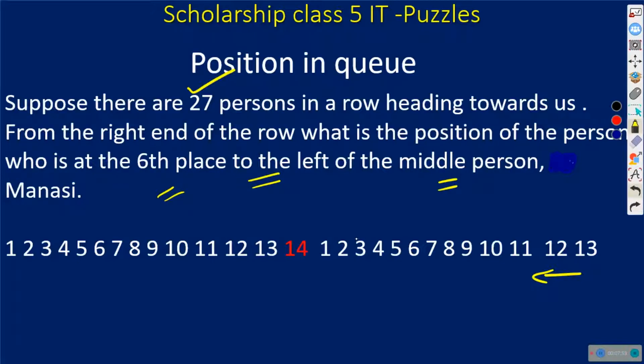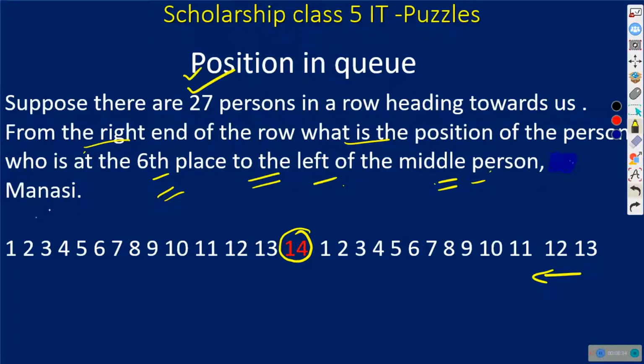We have to locate the sixth place to the left of the middle person. What is the position of that person from the right? That is the question. It is a tricky question. So, we need to know from the right end of the row what is the position of the person who is sixth place to the left of the middle person. So, we have to find out the middle person. I have already marked the middle person because there are 27.